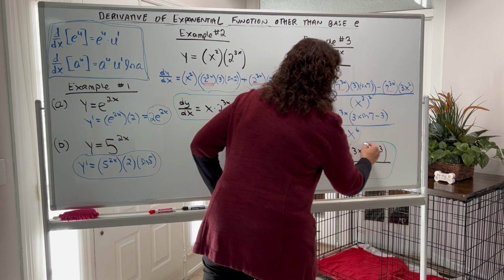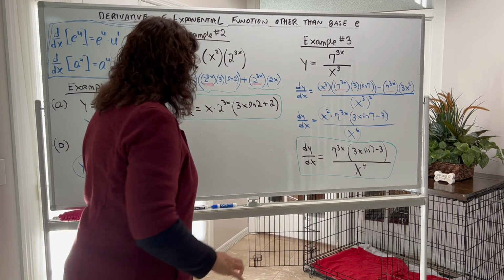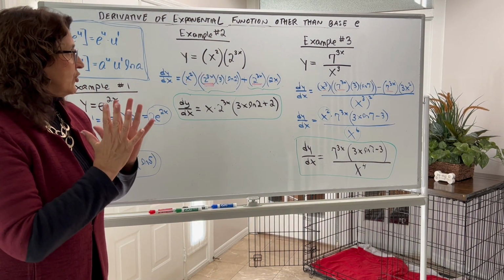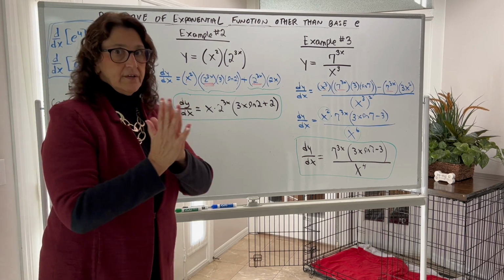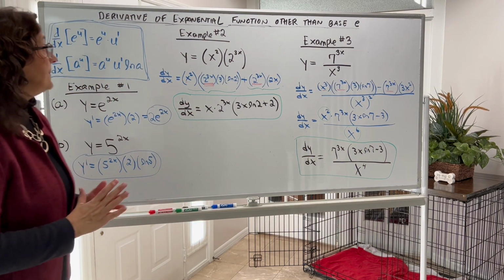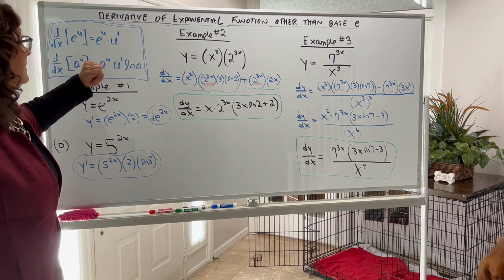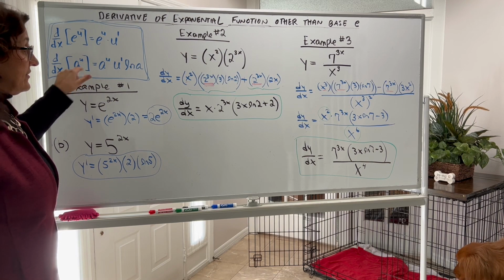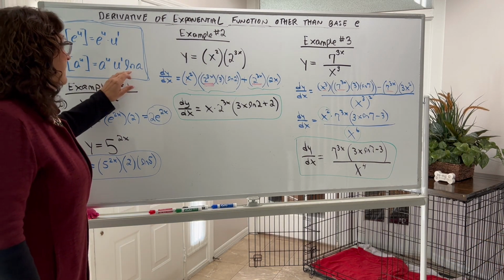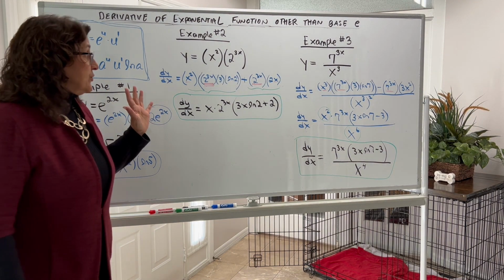And you could factor out a 3 as well, but then that might require you to write some more grouping symbols with the exponential out front. Anyways, here is the derivative of an exponential function when the base is not e. If the base is e, then it's the entire exponential function times the derivative of the exponent. When the base is not e, it's the entire exponential function, times the derivative of the exponent, times the natural log of the base.